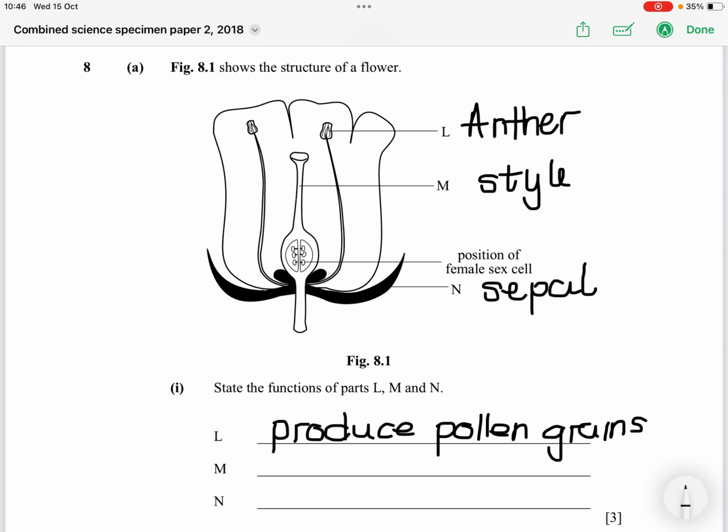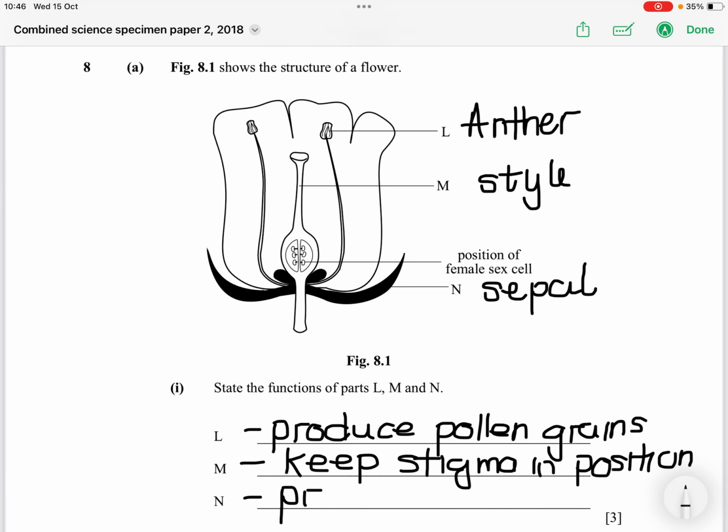And then M we said is the style. It carries the pollen grain from the stigma to the ovary via the pollen tube, and it supports the stigma to maintain its position. So the style keeps the stigma in position. And also it is where the pollen tube grows.